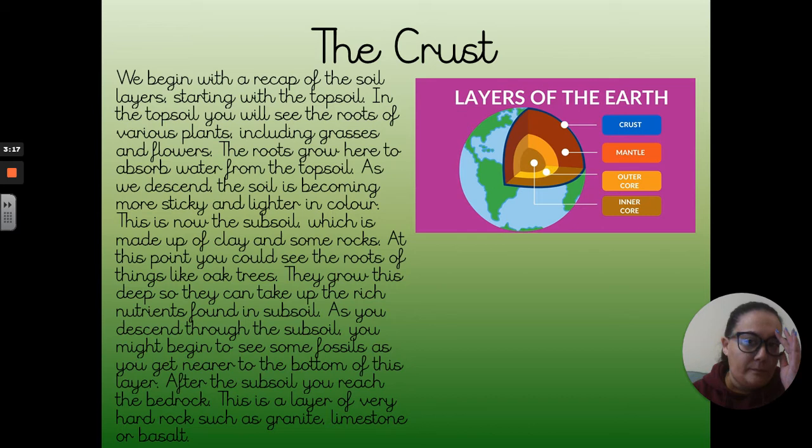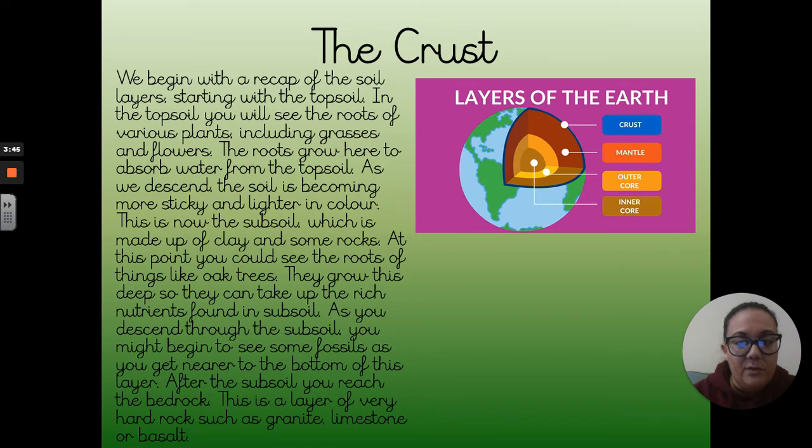First of all, it's important to recap on the soil layers. So, we know that we've got topsoil. In the topsoil, that's where all the roots are for the various plants, including grasses and flowers. The roots go into this topsoil layer because they absorb the water and the things that they need. As we go through that topsoil layer, though, we get into a soil area which is now stickier, it's lighter in colour. This is what we call the subsoil.